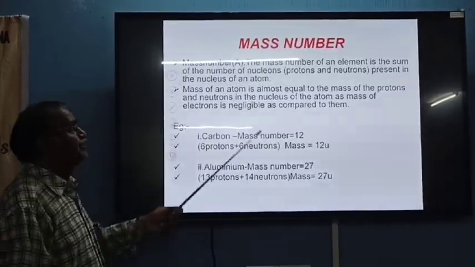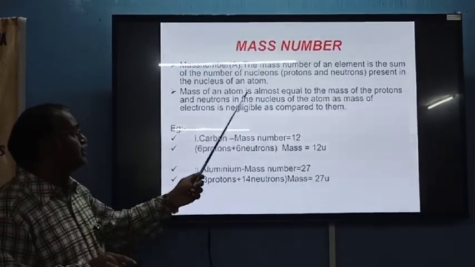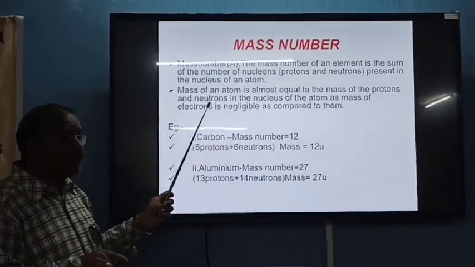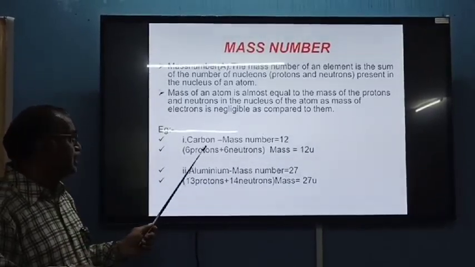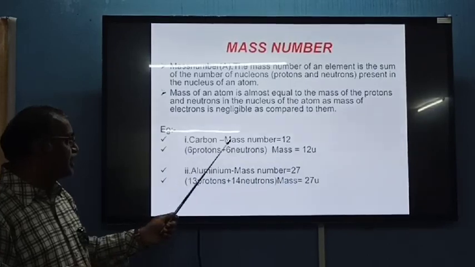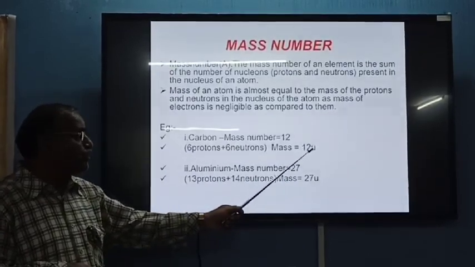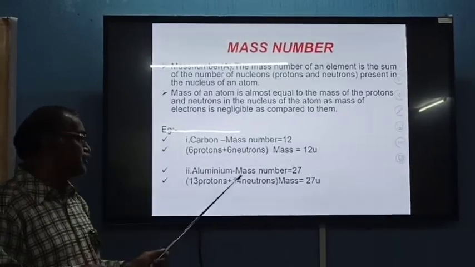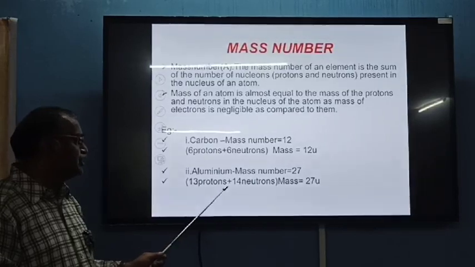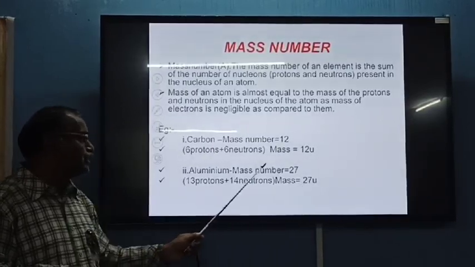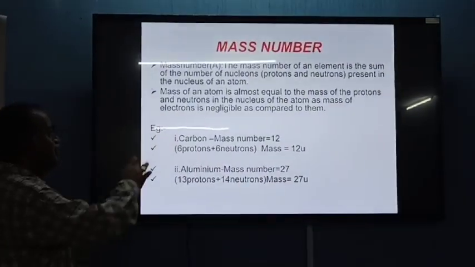Next, mass number. It is nothing but the sum of protons and neutrons. See, carbon has 6 protons and 6 neutrons, so the mass number is 12 units, the atomic mass units you might have studied in your previous class. Aluminium has 13 protons and 14 neutrons, a total of 27 units, which is the mass of the aluminium atom. Mass number is nothing but protons plus neutrons.